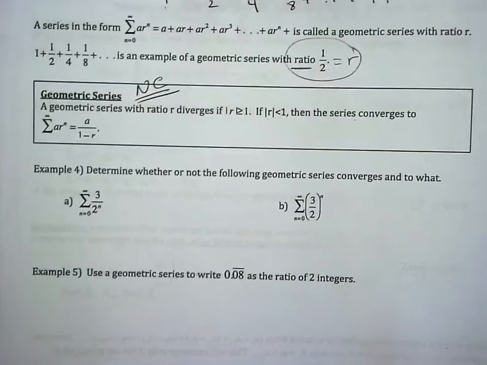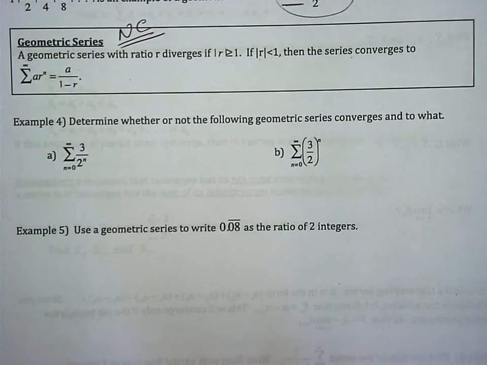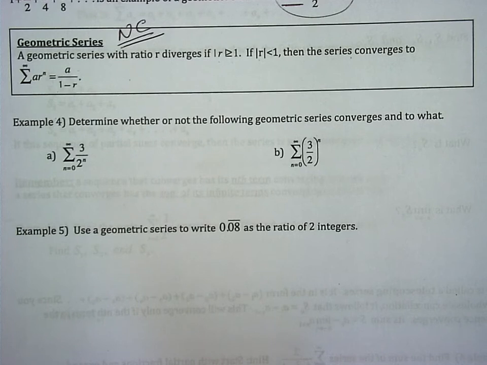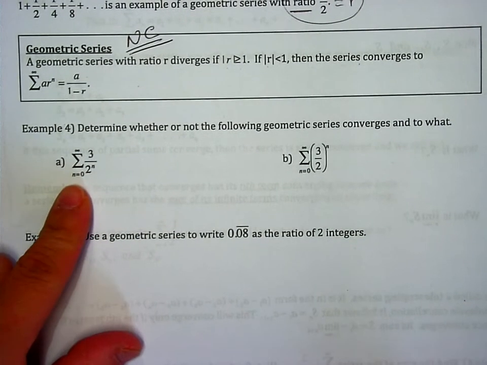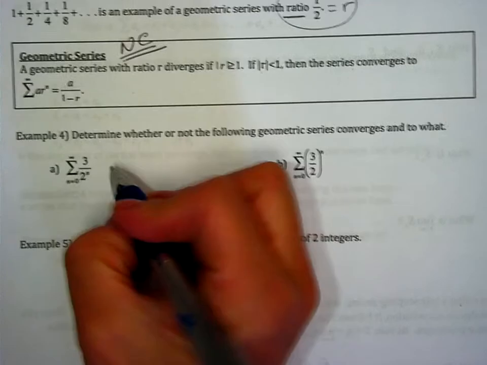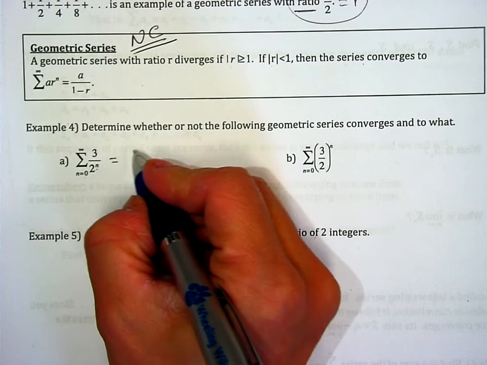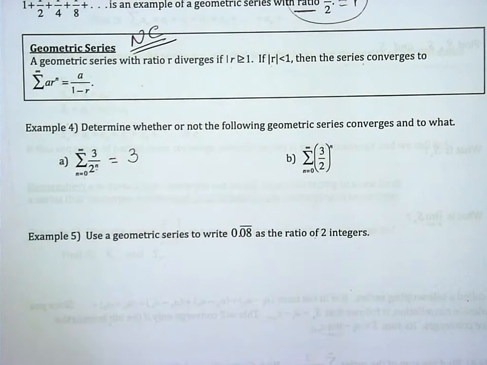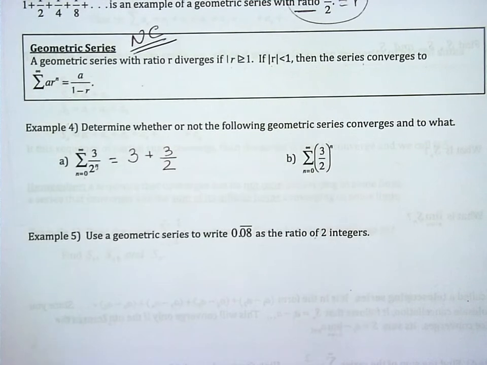So the question we want to be able to answer is determine whether a geometric series converges and to what value does it converge. So here's my first series. Now if you want, you can go ahead and write out the first couple terms. So the first couple terms of this series would be if I plug in 0, my first term would be 3. If I plug in 1, my next term in my series would be 3/2.